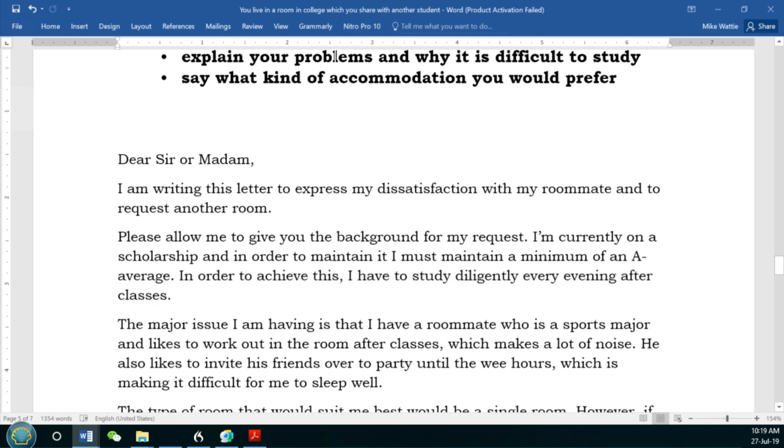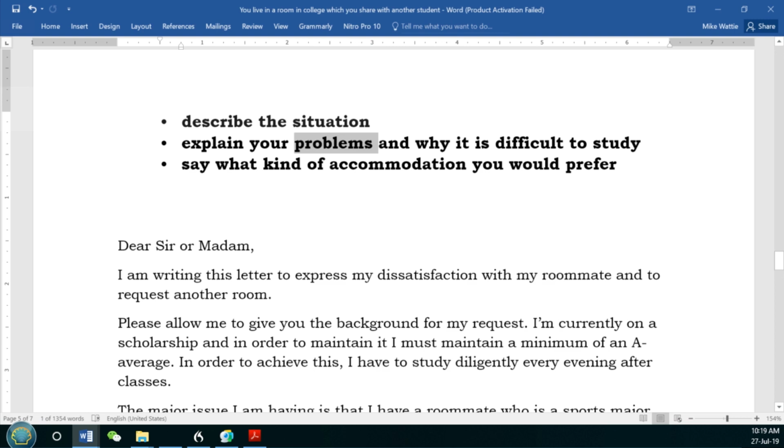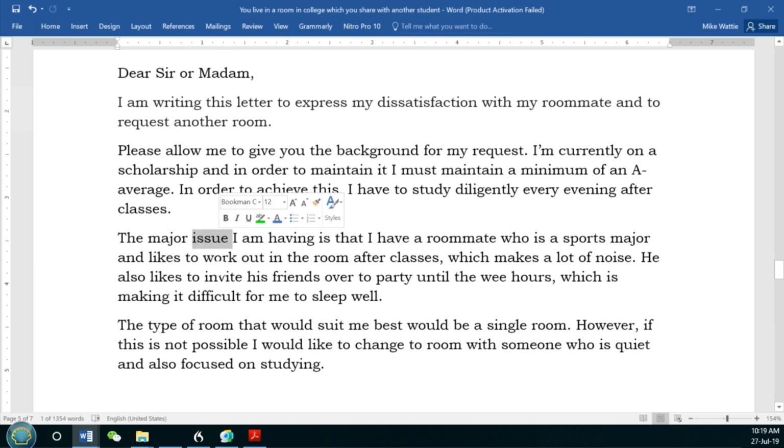And okay, then we want to explain the problems. Problem paraphrased into issue. The major issue I'm having is that I have a roommate who is a sports major and likes to work out in the room after classes, which makes a lot of noise. Just making that clear to the reader.